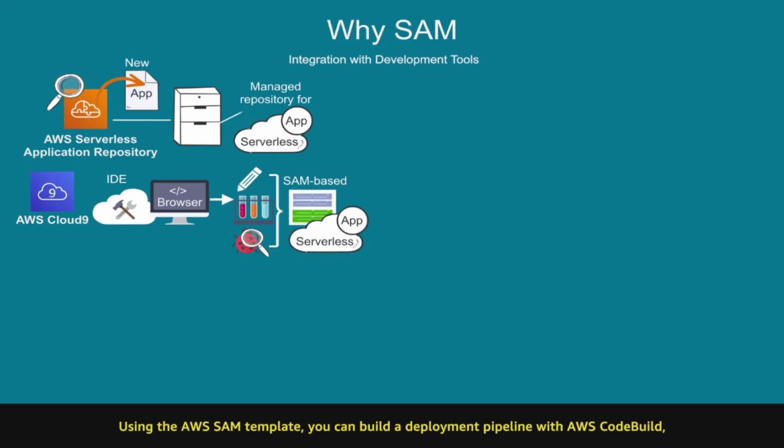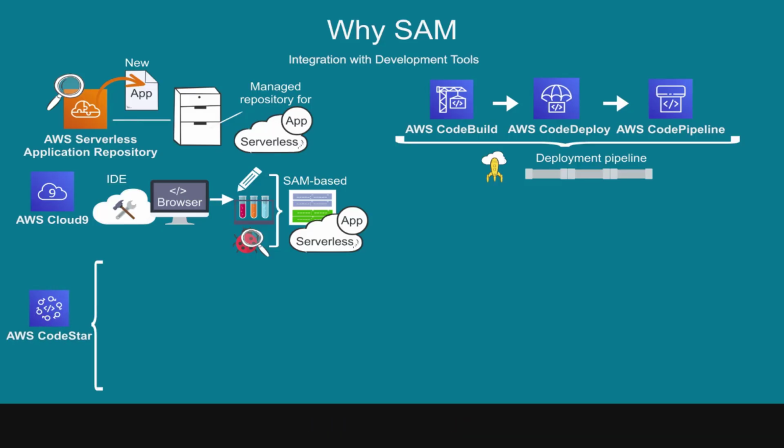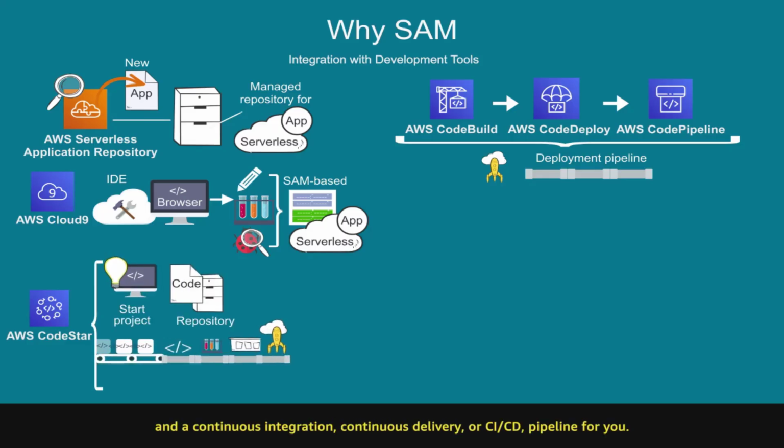Using the AWS SAM template, you can build a deployment pipeline with AWS Code Build, AWS Code Deploy, and AWS Code Pipeline. AWS CodeStar also supports SAM. You can use CodeStar to start a project, configure a code repository, and a continuous integration, continuous delivery, CI/CD, pipeline for you.